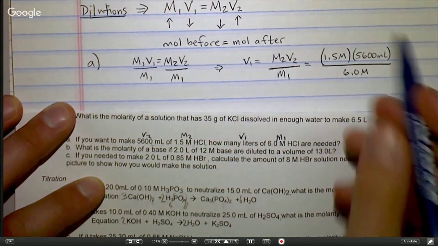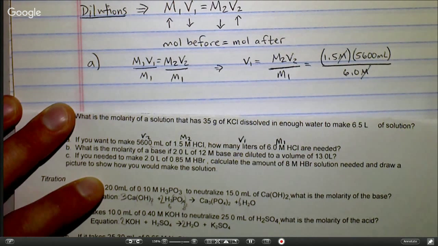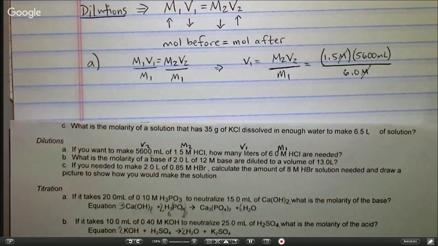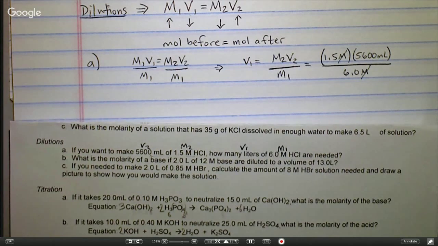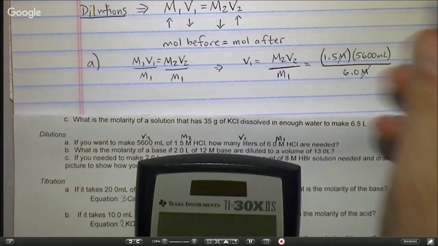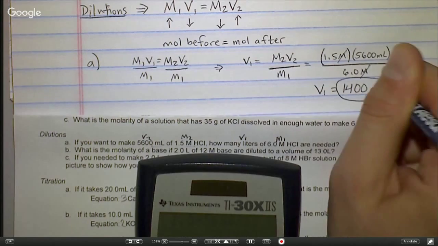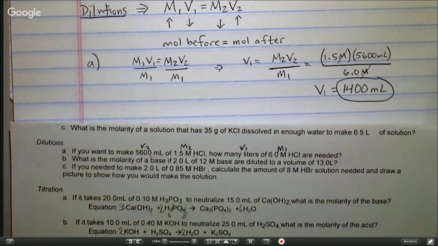Now in this process, the molars cancel, leaving us with the volume unit of milliliters for our final result, which is fine. In dilution problems, it doesn't matter if you do milliliters or liters, unless they specify it. And then as a caveat, if you have V1 and you have V2, just make sure that you're using the same unit for both. Okay, don't screw anything up that way. So 1.5 times 5,600 divided by 6. V1 would be 1,400 milliliters is how much we need to use of that initial concentration.